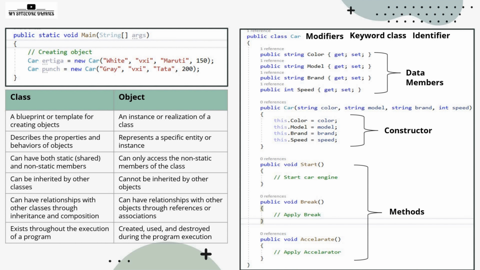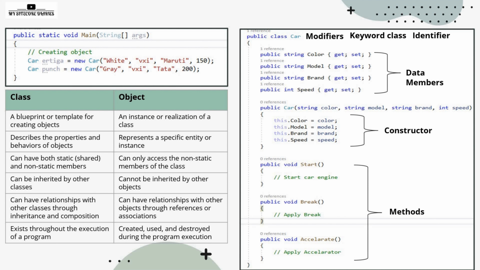Then the class describes the properties and behavior of an object. As you have seen here, the car has described how the object should be, what should be its color, what should be its model, what should be its brand. That is described by the class with properties and behavior. Whereas an object represents a specific entity or an instance. Like if I say Ertiga is an object, it defines a car.